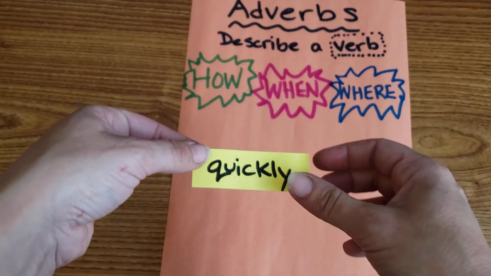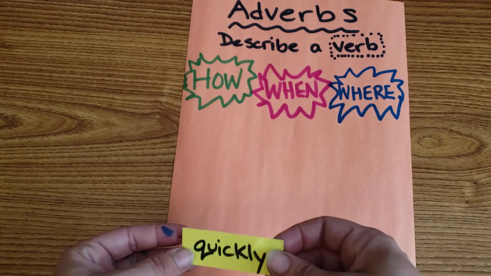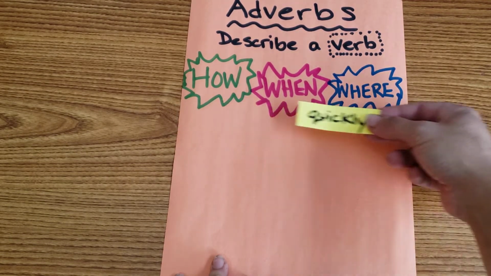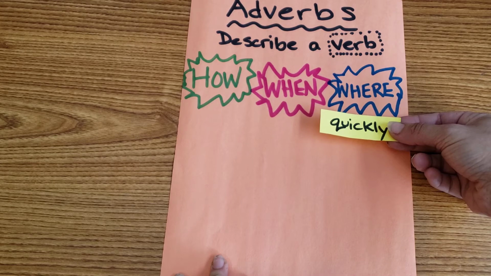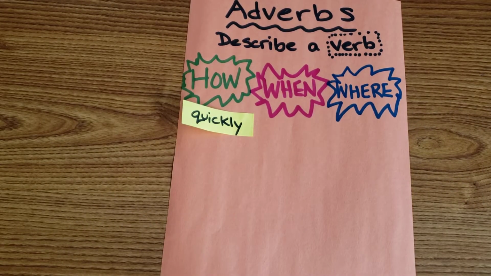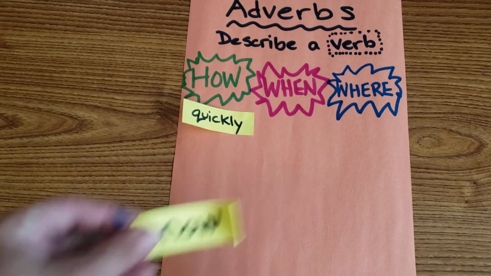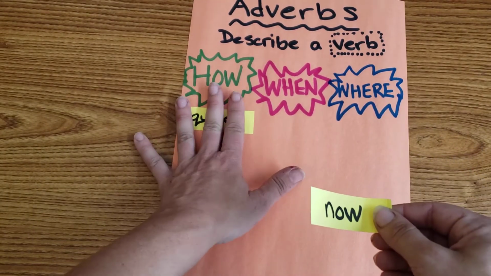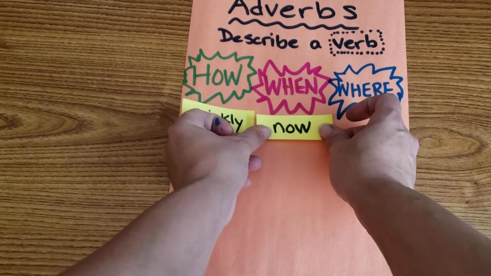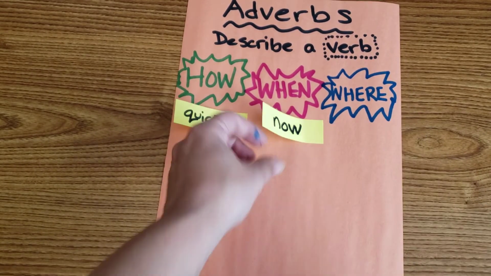The word quickly is an adverb. Does quickly tell us how something happened, when something happened, or where something happened? It tells us how. Oh, he ran? How did he run? Quickly. Okay. What about the word now? Now is an adverb. Doesn't tell us how they did something. Oh, it tells us when they did it, right?